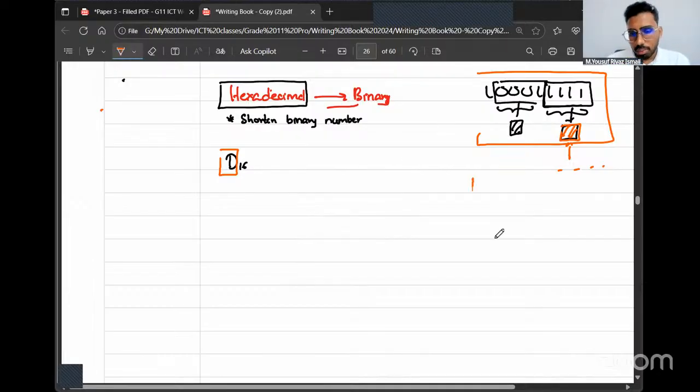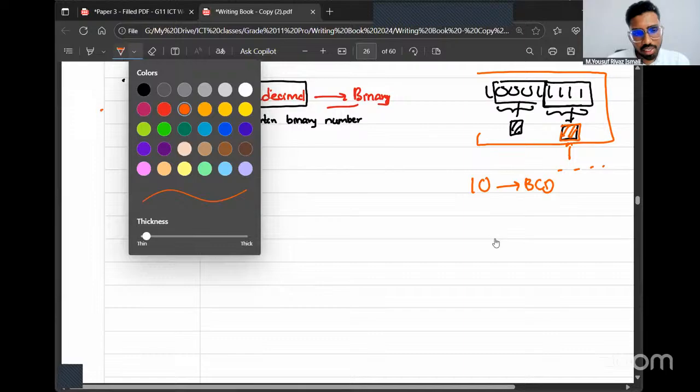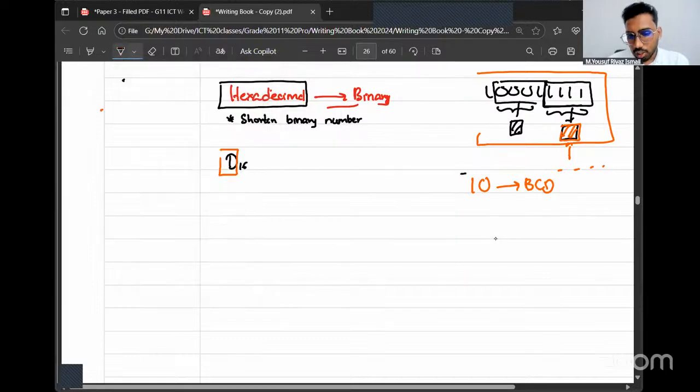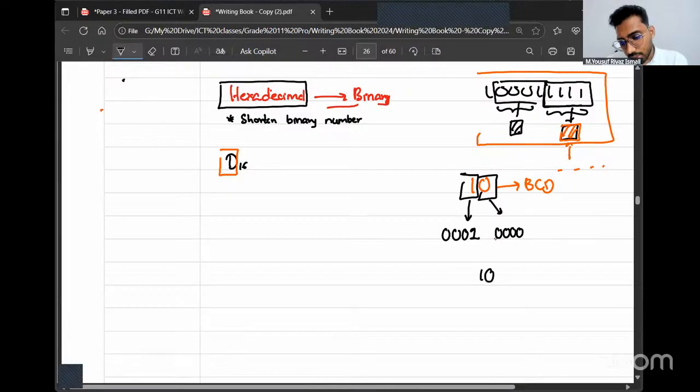If you get a number called 10, and you want to convert 10 to BCD, what is the idea of BCD? Converting each digit separately. So convert the number 1 to binary and the number 0 to binary. Converting 1 to binary gives 0001, and converting 0 to binary gives 0000. So 10 in base 10, in BCD, is 0001 0000. Got it?